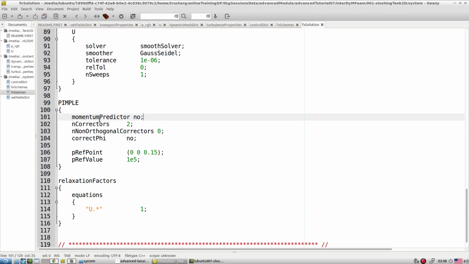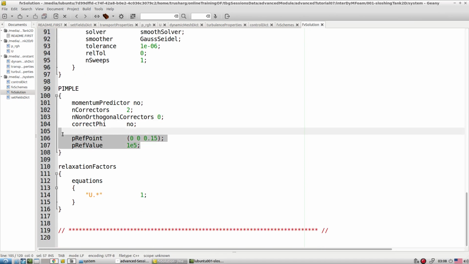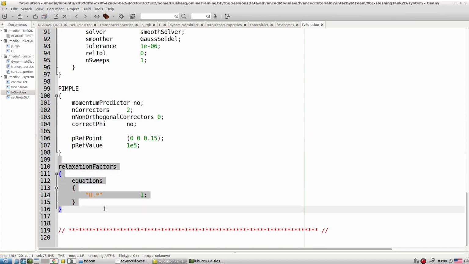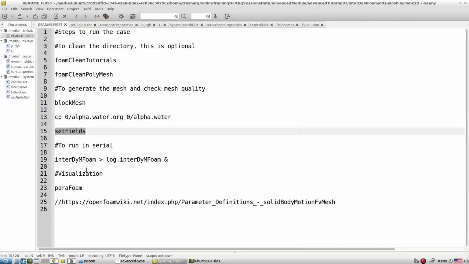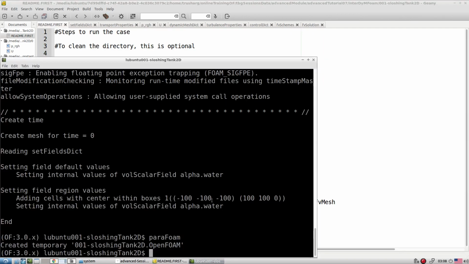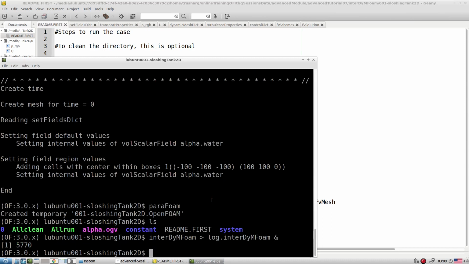If you want the momentum predictor on, then go with that, otherwise let it be off. That is the outer corrector 2, then we have the non-orthogonal correctors, then the reference pressure value and the relaxation parameter. So these few entries help us look at the convergence of our simulations. Now let's calculate this very simple test case and have an idea of how exactly it is working.